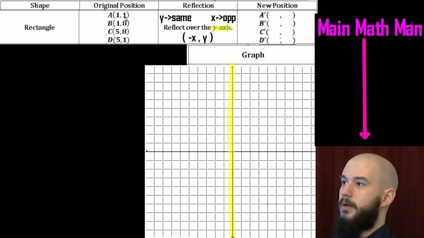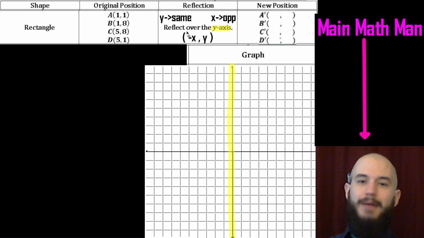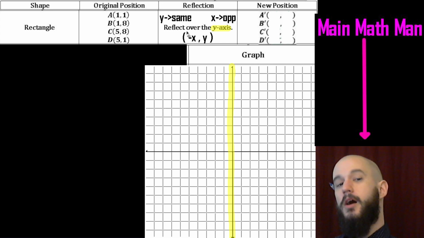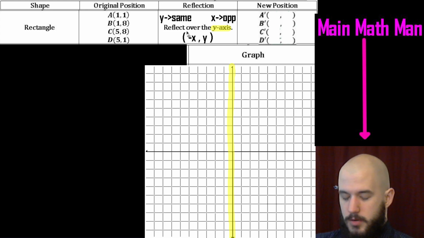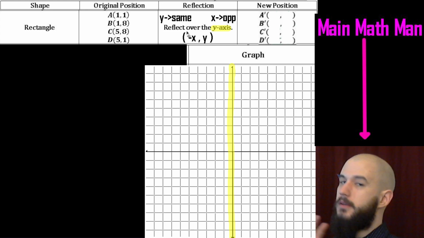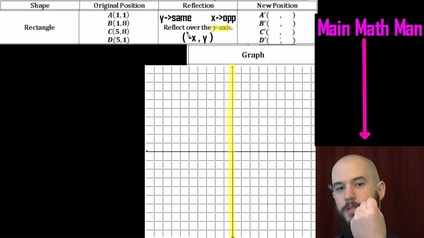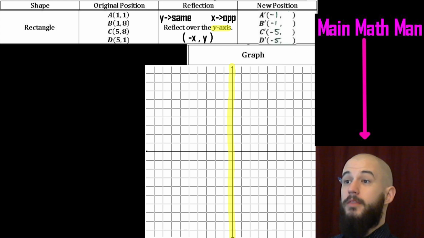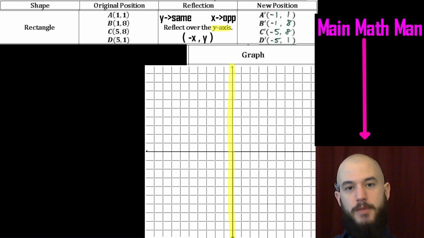I'm keeping the y value, but my x value I'm taking the opposite of. I'm not necessarily making it negative, I'm not necessarily making it positive, I'm just taking the opposite of whatever's given. Oh, Mr. Shank, what do I do? It's a 0. I don't know what to do. Any number times 0, still 0. So my x values are now the opposite, and my y values are still the same.